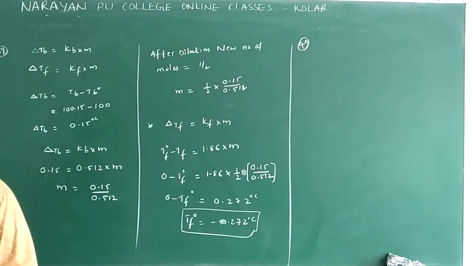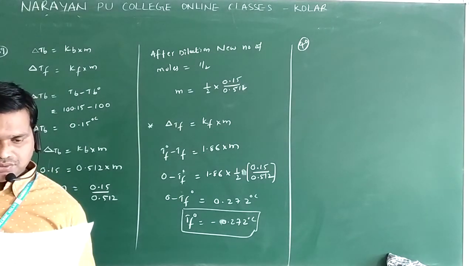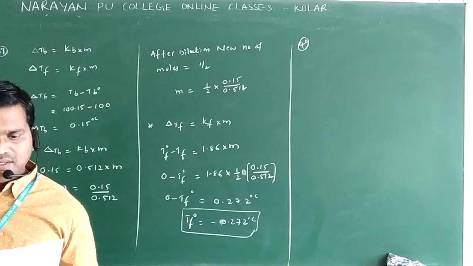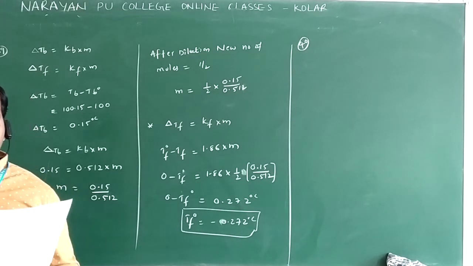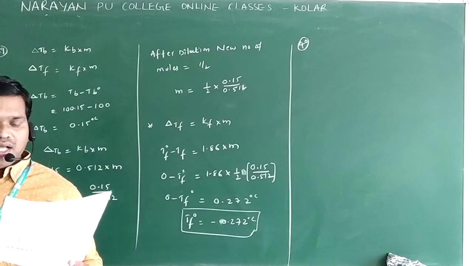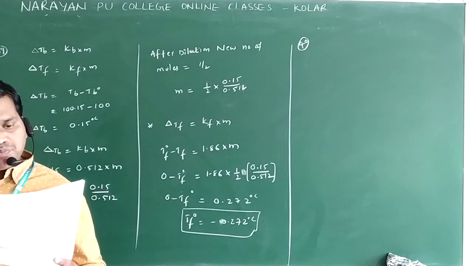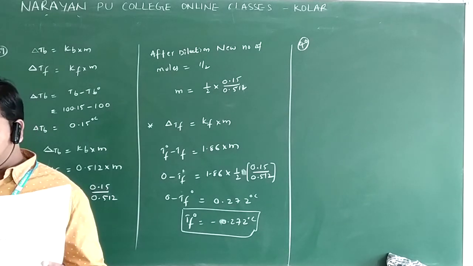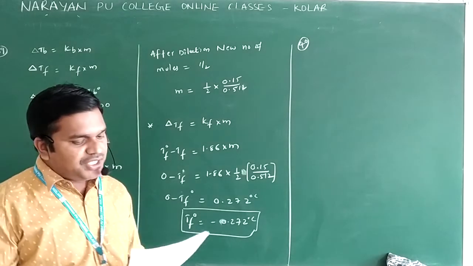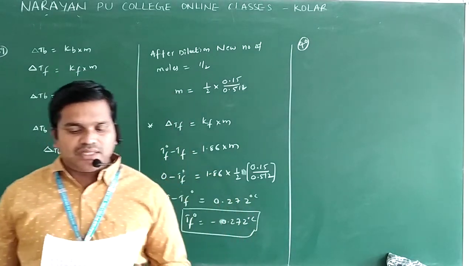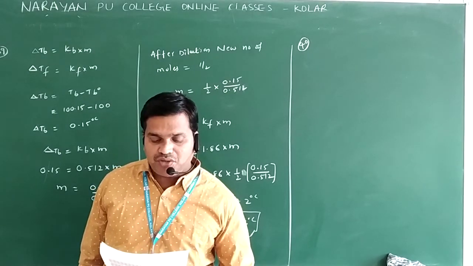See question number 40. They ask here: an ideal solution of a non-volatile solute B in a solvent A in a 2:5 molar ratio has a vapor pressure 250 mm. Another solution in the ratio 3:4 is prepared. What is the vapor pressure of this solution? They are asking the vapor pressure of the solution. Clear? Initially they give a non-volatile solute B and solvent A, and the molar ratio is given. Means what is the ratio of A and B?